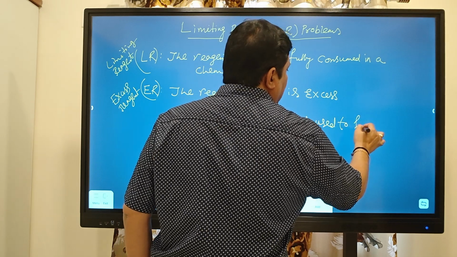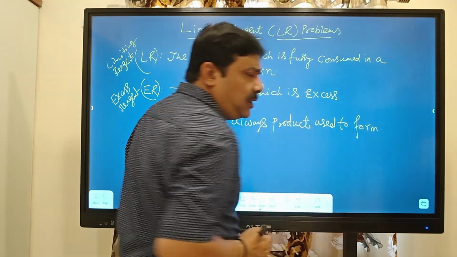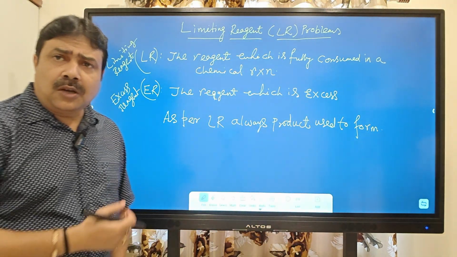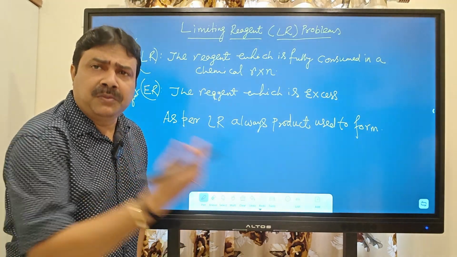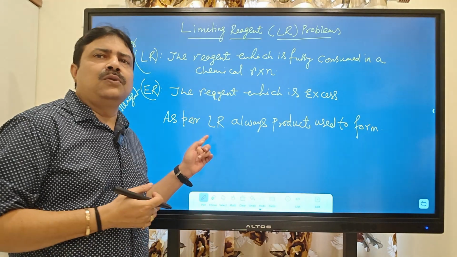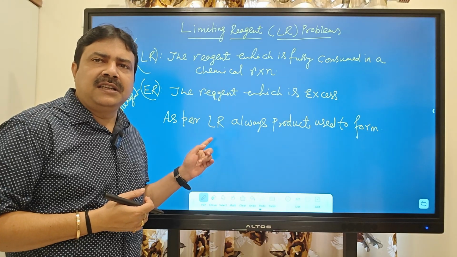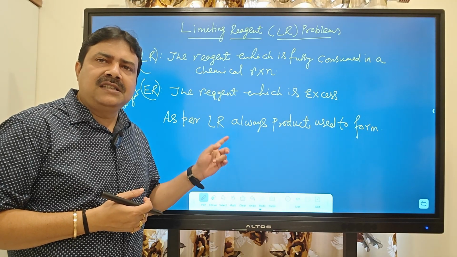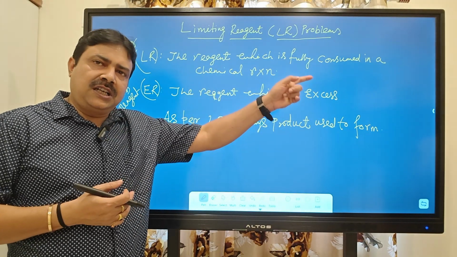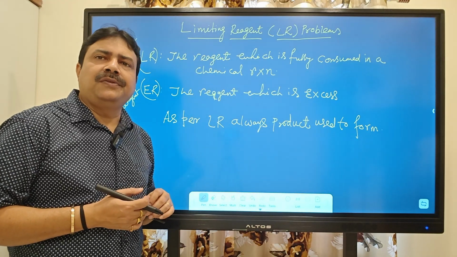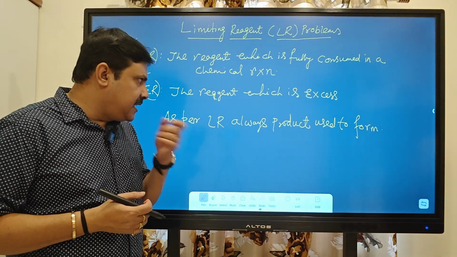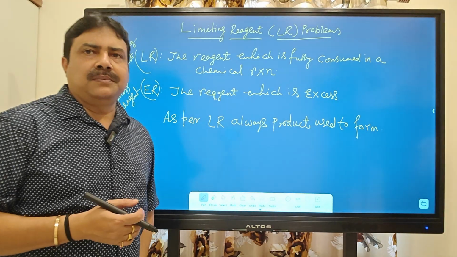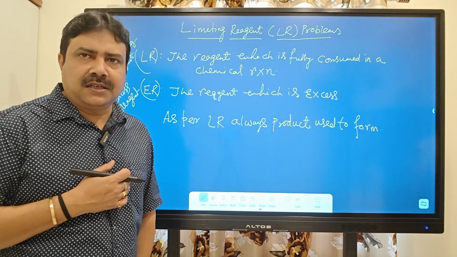What is the meaning of this? That means if I want to find out how much product is formed, how many grams or how many moles of product, then I have to look at the LR. That means the limiting reagent: however much limiting reagent is consumed, proportionately that amount of product will be formed. Okay? So that is the meaning of as per the limiting reagent, the product is always formed. These three points are very important.